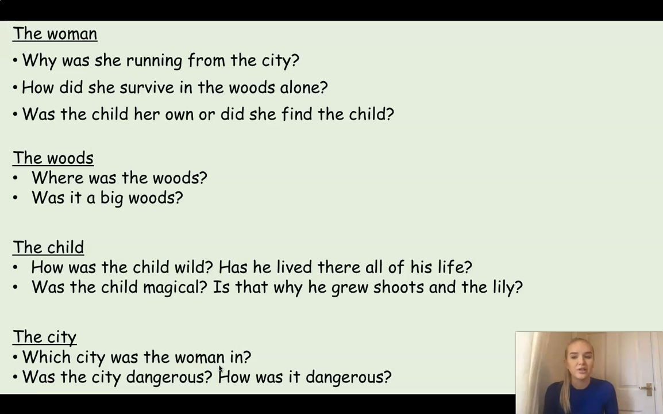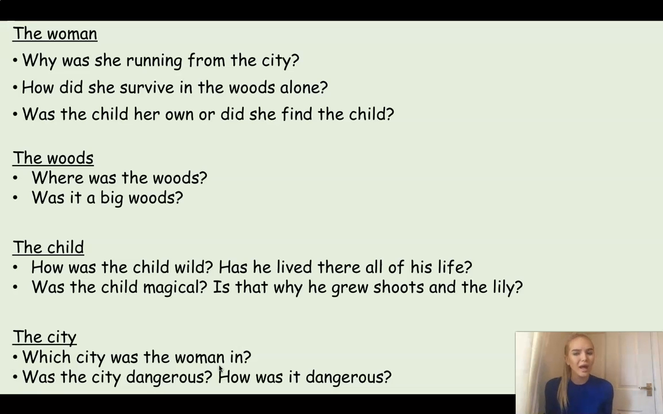Okay, so some of my questions about the woman. Why was she running from the city? How did she survive the woods alone? Was the child her own, her baby, or did she find the child? If so, how did she give birth safely to the baby? How did the baby survive in that environment? So maybe she found the child, who knows?